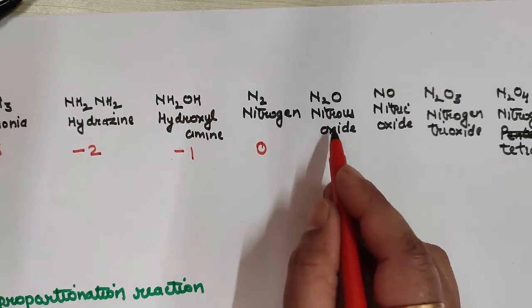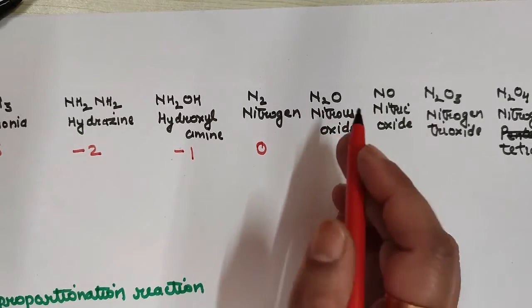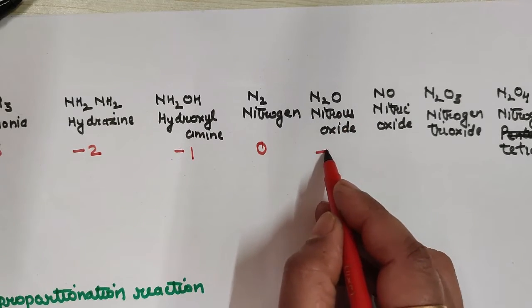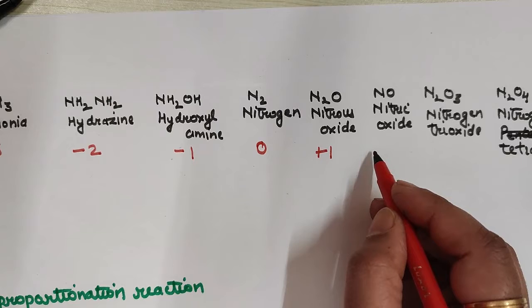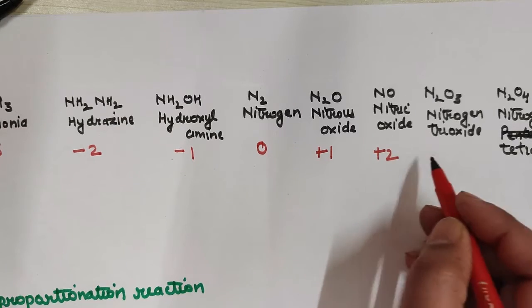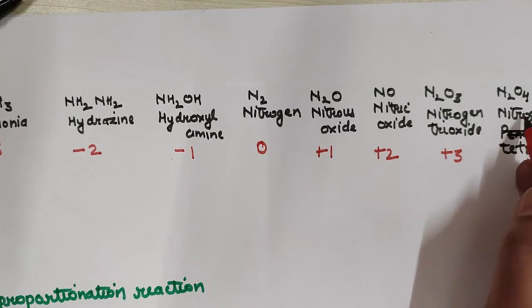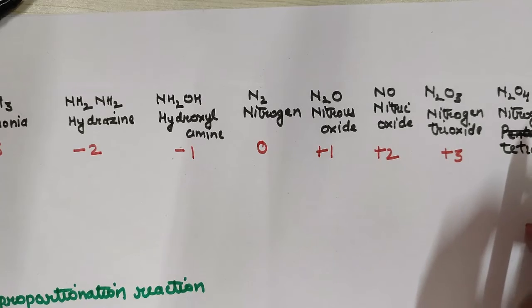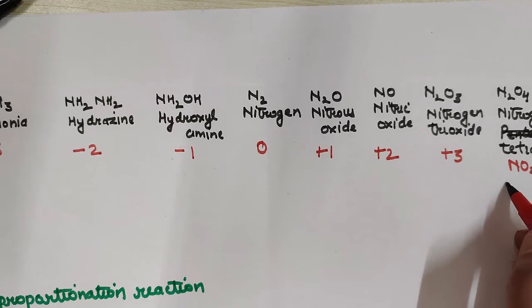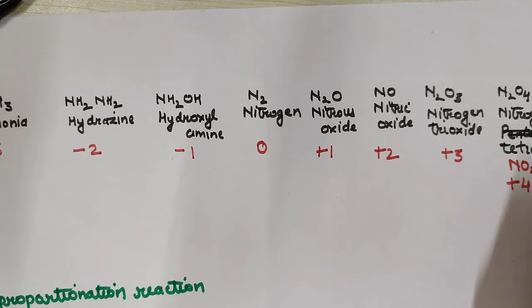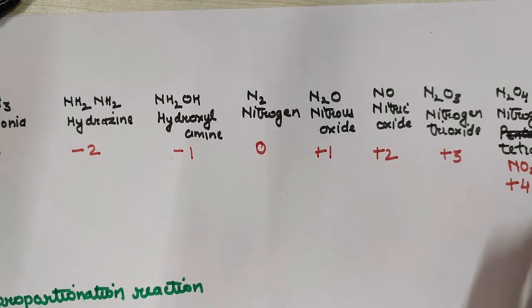In case of oxides, when it is nitrous oxide, the oxidation state will be +1. When it is nitric oxide, it will be +2. For nitrogen trioxide, it will be +3. For nitrogen tetroxide, N2O4, and even for NO2, the oxidation state will be +4. For nitrogen pentoxide, and even for nitric acid, the oxidation state will be +5.